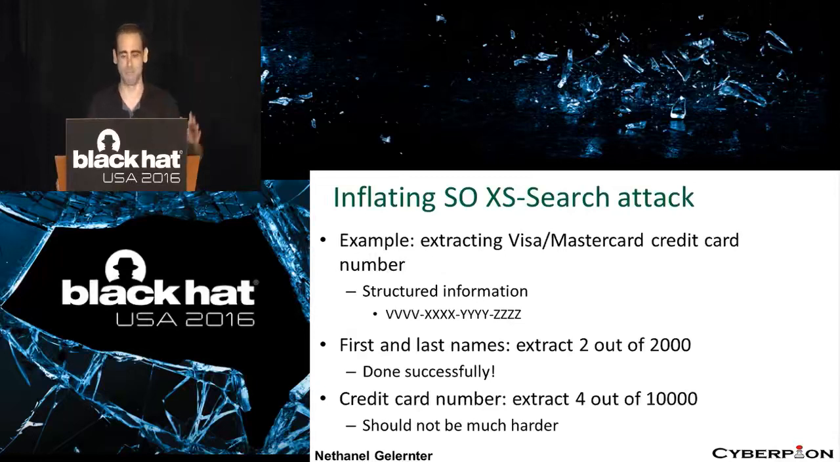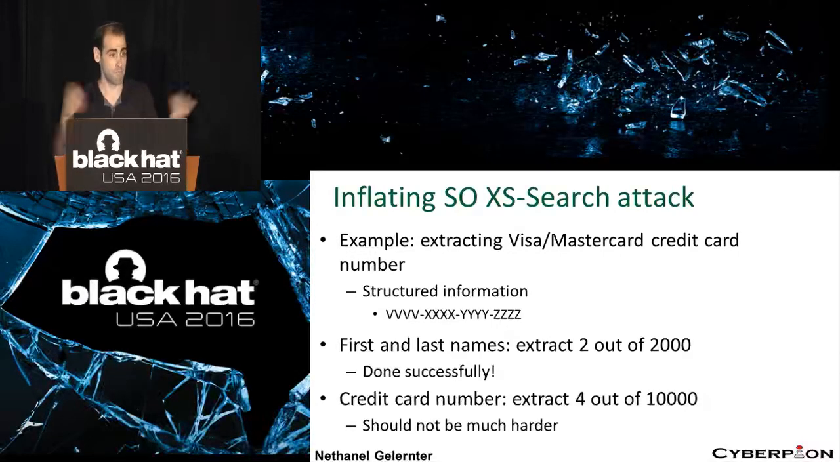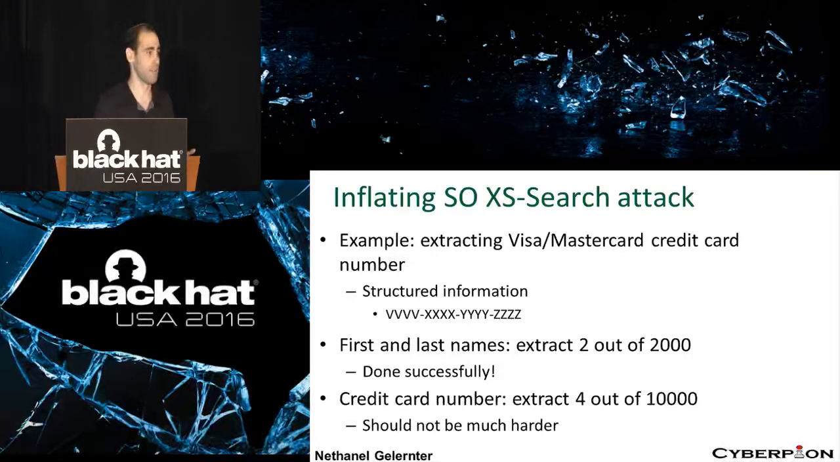And now to my favorite example. Remember at the beginning of this talk, I told you what can be extracted using cross-site search attacks, and I told you that it is possible to extract sensitive information that appears in fixed structures, and I gave credit card numbers as an example. So now it is time to show you how to extract credit card numbers. And actually I showed you how to do that. I showed you how to extract the first and the last names of Gmail users, two values out of 2,000 options. And to extract Visa or MasterCard credit card numbers, this is not much harder.